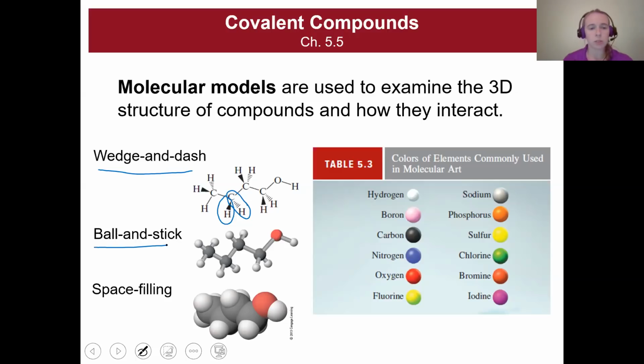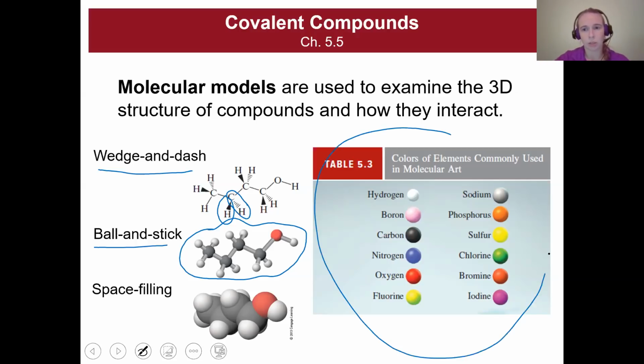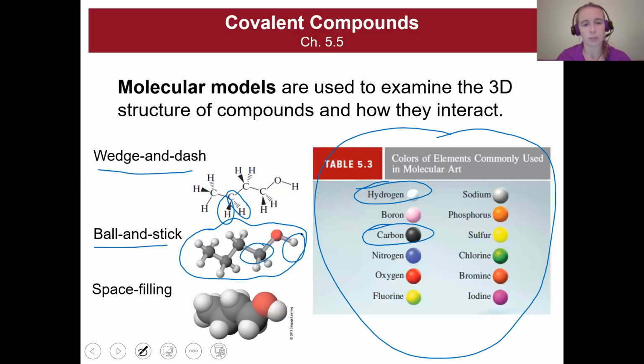Ball and stick models are a little more elaborate. In this case, we have different balls representing the different atoms. So over here we have some color options for our different atoms. These are very commonly used colors in molecular modeling. Carbon is usually black or gray. Here it's kind of a grayish in my picture, but it's usually black or gray. Hydrogen is almost always white. I've never really seen a molecular model where hydrogen's not white.